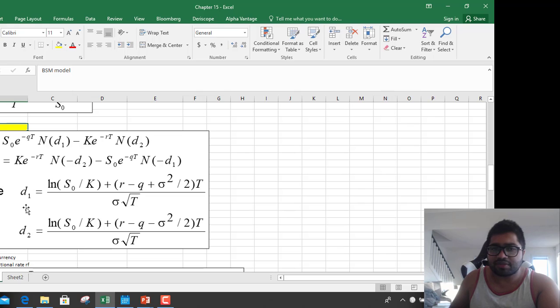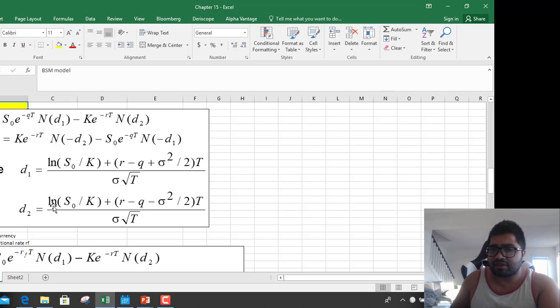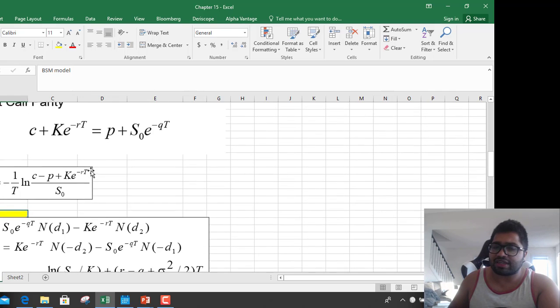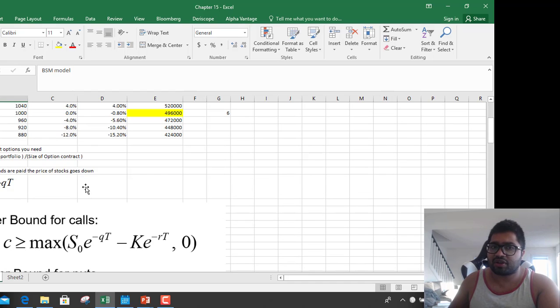So the d1 formula becomes natural log of S0 by K plus (r minus q), this minus q is new, plus sigma squared by 2, times T, and d2 becomes natural log of S0 by K plus (r minus q minus sigma squared by 2) times T, divided by sigma root T. So these are all the index option formula changes that you have to make.